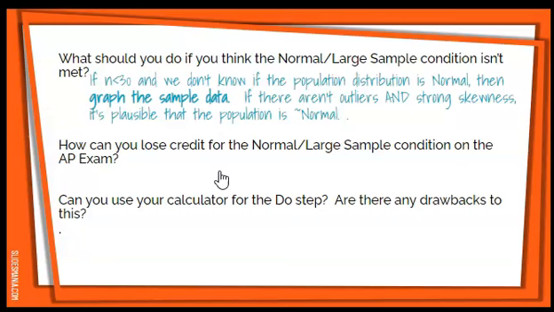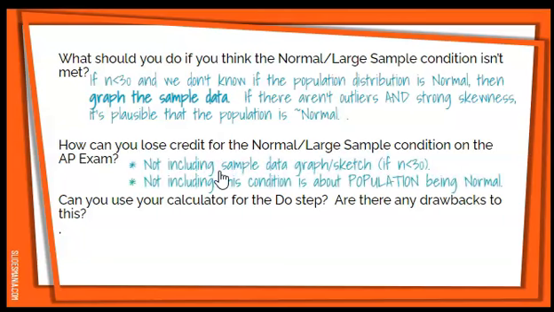Now, how do you lose credit for this on the test? Well, if you don't include the sample data graph when you needed it, or if you include the graph but then say that it's about the sample being normal, it's not. You have to include that the condition is about the population being normal. It's an important distinction to make.